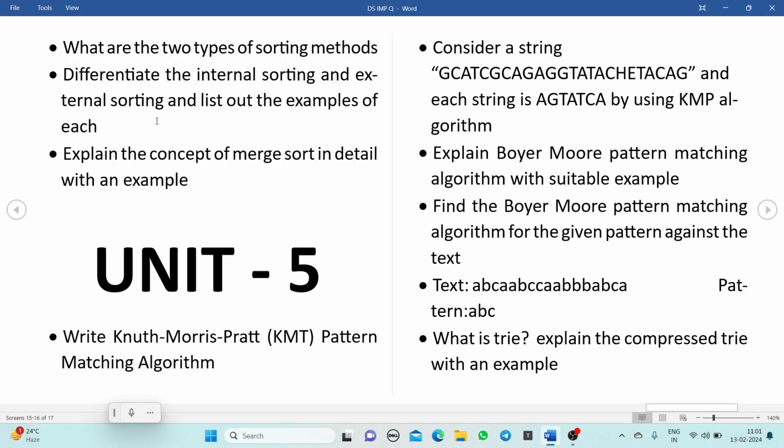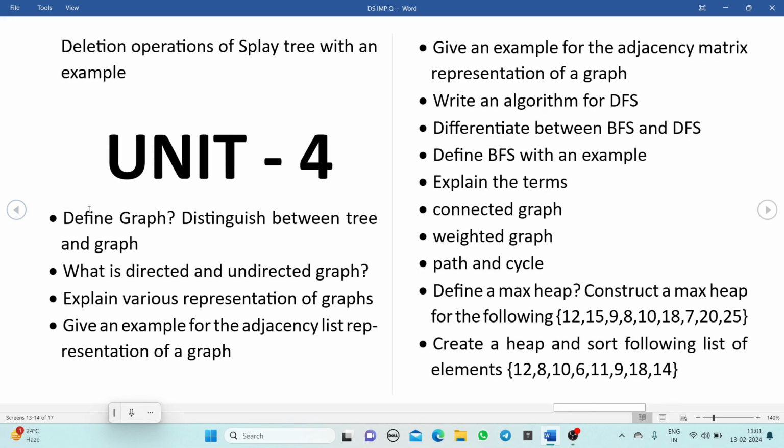Explain the concept of merge sort in detail with an example. So from sorting we are having only internal sorting and external sorting, like quick sort, heap sort and merge sort. So the important thing is just prepare any one topic from the graphs part or the sorting part.